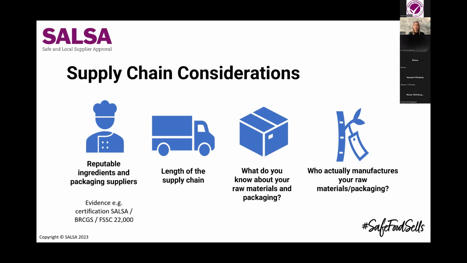So just to be clear, this is not about reducing existing controls that you may have in place where the supplier is BRC certified, FSSC 22000 or SALSA certified, but it is about focusing on these higher risk ingredients and packaging and making sure that you are happy with the current controls that you have in place for these higher risk ingredients. And if you're not, at least you're aware of them so you can put some better controls in place.